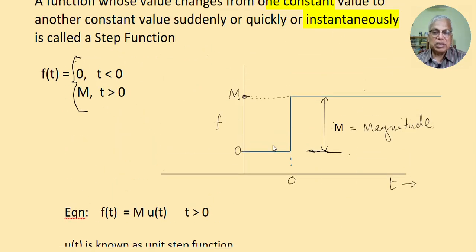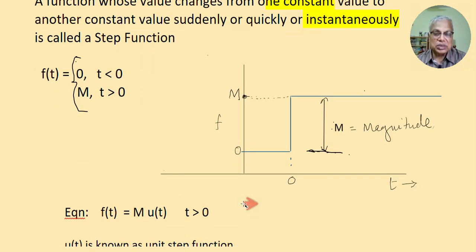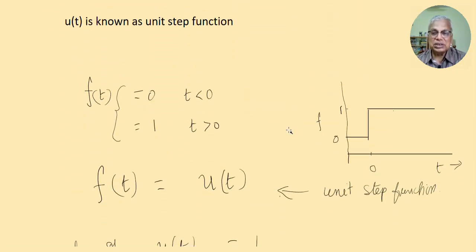So this is the meaning of the step function and how you represent it. F of t, these are the numerical values, and this is the algebraic equation for t greater than 0: f of t equal to m into u of t. M is the magnitude of the step function. U of t is known as the unit step function, a step function whose magnitude is 1.